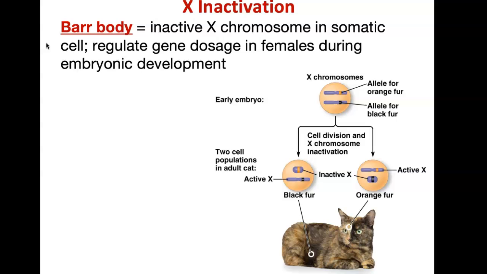You're not going to have any cells with the X shut off because then there isn't a functioning X. So the Barr body is only present in the females, and it's an example of X inactivation.